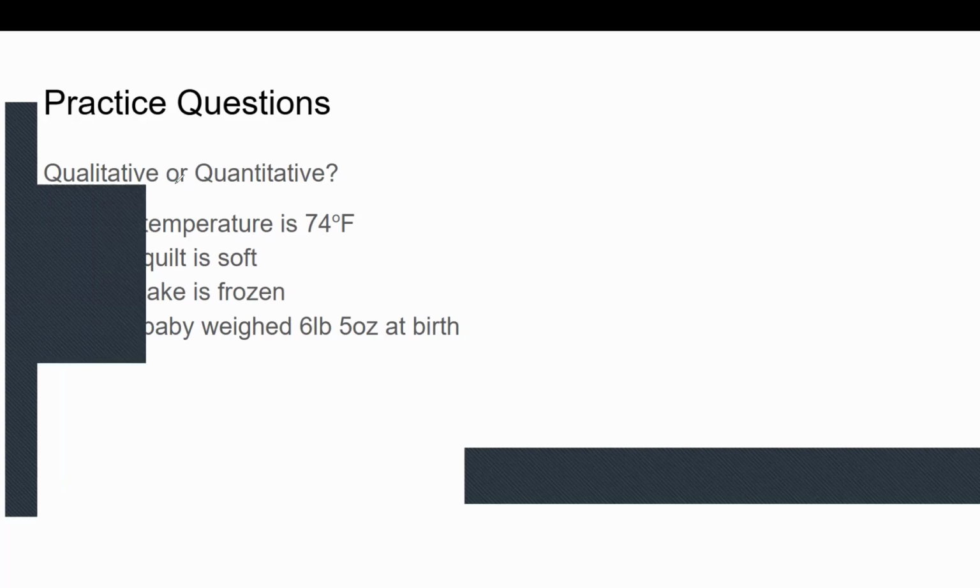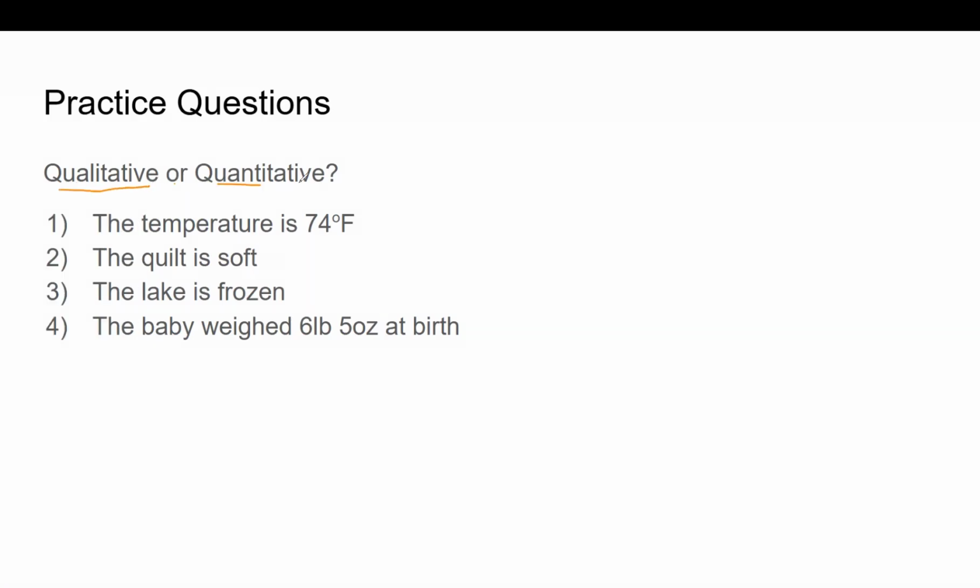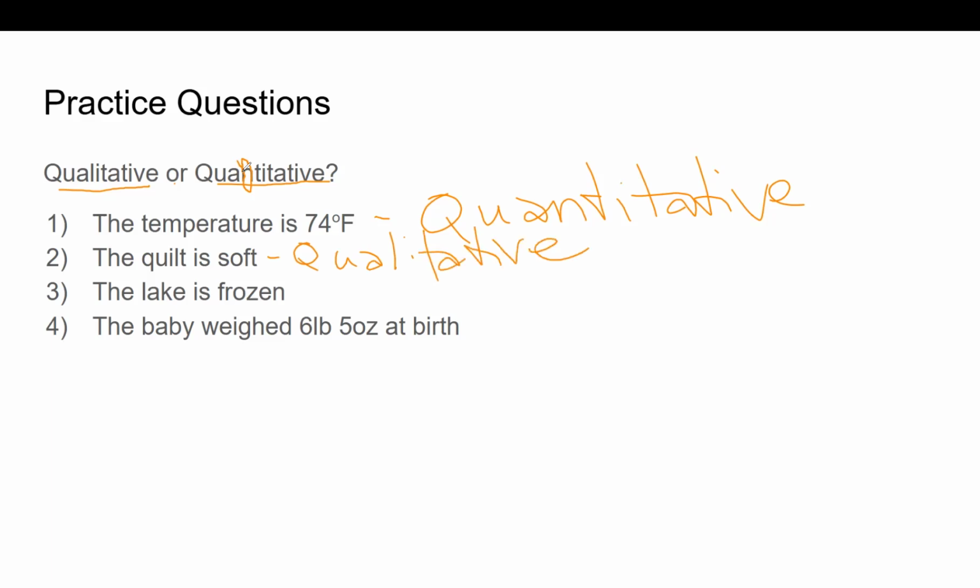So for this, we're going to ask ourselves, is this a qualitative or quantitative observation? Remember, quantitative observations are the ones that have numbers. The first says the temperature is 74 degrees Fahrenheit. Is this qualitative or quantitative? This has a number, so it's quantitative. The quilt is soft. It's giving us a texture. There's no numbers, so this is qualitative. The lake is frozen. Again, no numbers. It's a state of matter. This is qualitative. And the baby weighed 6 pounds, 5 ounces at birth. That is quantitative.